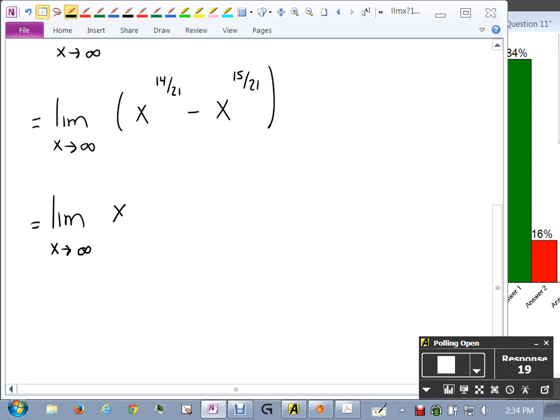Again, maybe I'll nudge you this first time. 14 over 21, x to the 14 over 21. Let me see what would happen here. How do I turn x to the 14 over 21 into x to the 14 over 21? I have to multiply it by 1, don't I? Minus, now how do I turn x to the 14 over 21 into x to the 15 over 21? Multiply it by x to the 1 over 21. Why? Because when you multiply two things that have the same base, you do what to the exponents? You add them. So I needed to turn 14 over 21 into 15 over 21, so I added just 1 over 21.